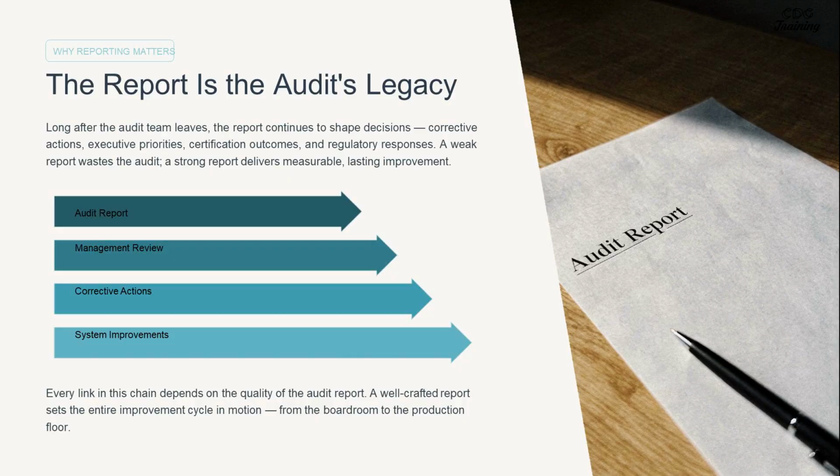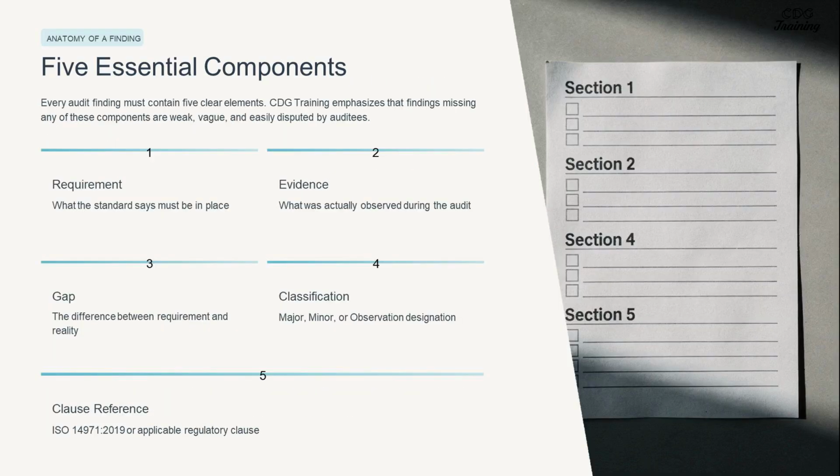A well-crafted audit report is the legacy of the audit process, influencing decisions and actions long after the audit team leaves. It sets the entire improvement cycle in motion, from corrective actions to system improvements. Every audit finding must include 5 key elements: requirement, evidence, gap, classification, and clause reference. These components ensure findings are clear, defensible, and not easily disputed by auditors.